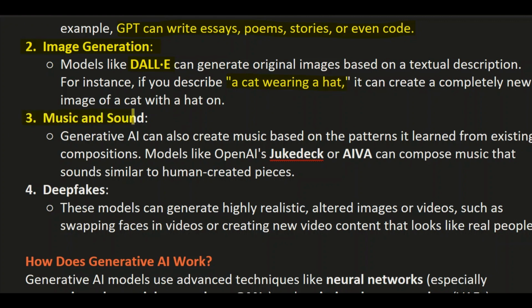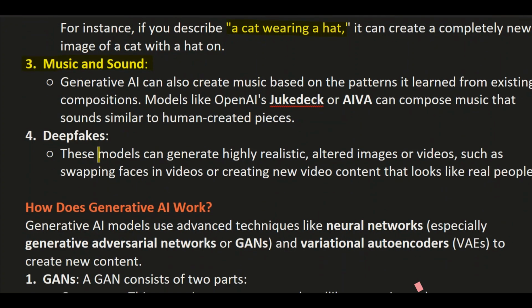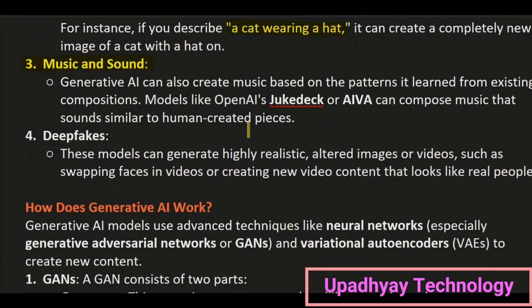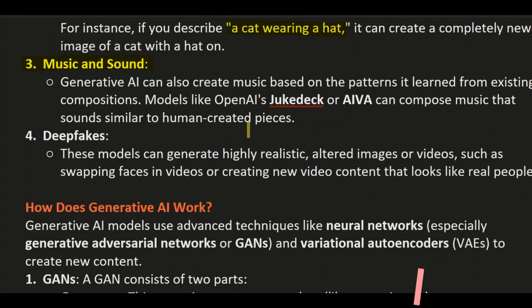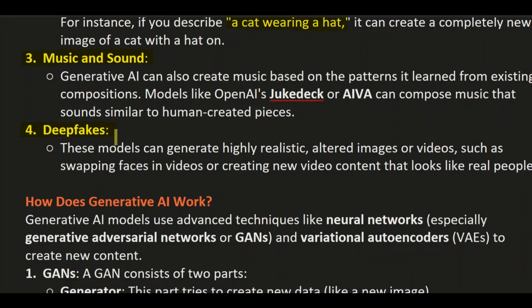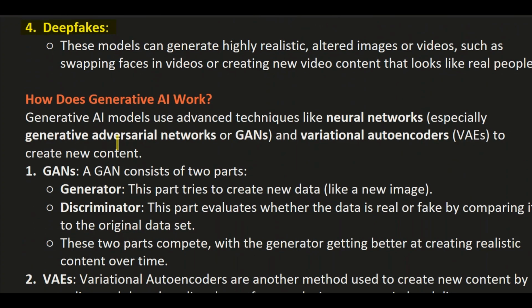3. Music and sound. Generative AI can also create music based on the patterns it learned from existing compositions. Models like OpenAI's JukeDeck or AIVA can compose music that sounds similar to human-created pieces. 4. Deepfakes. These models can generate highly realistic, altered images or videos, such as swapping faces in videos or creating new video content that looks like real people.